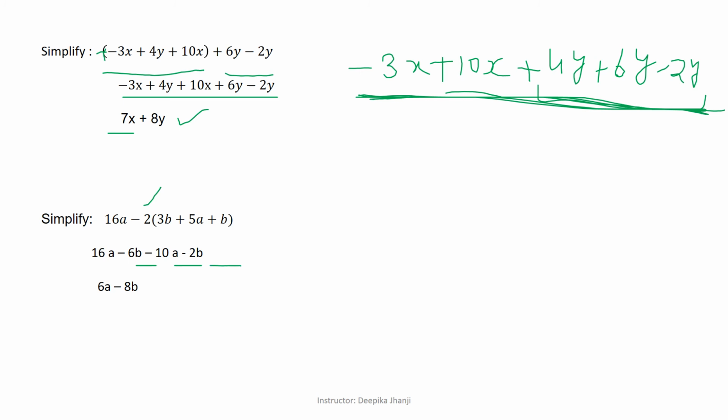Right? Now it's time to combine the terms. So 16a goes with negative 10a. 16a minus 10a is 6a. Next, combine the b terms. So negative 6b, negative 2b is negative 8b.